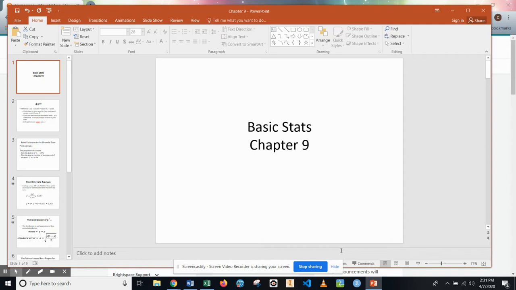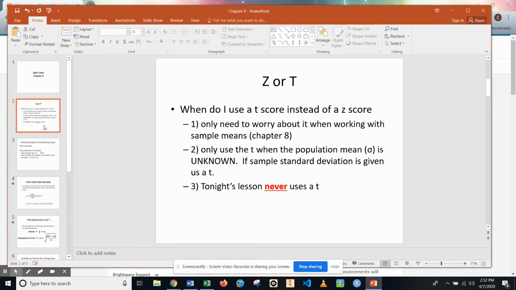And proportions are just a percentage. It would be a binomial situation. You have two choices, and it's either success or failure. And we'll be using percentages. So we'll use decimals, and things will change a little bit, but for the most part, they'll be very similar. So I'm going to start off the lesson with just a review of the z-score and the t-score.